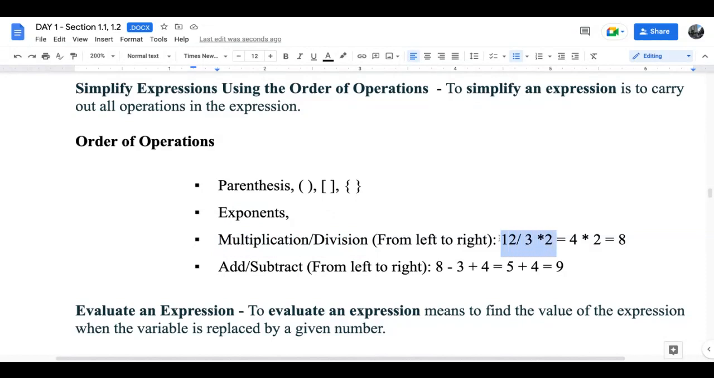Let's see in this case, 12 divided by 3 multiplied by 2. From left to right, you see 3 first. 12 divided by 3 first. So we do 12 divided by 3, that's 4. 4 times 2, that's 8. This doesn't mean multiplication first. No, it means multiplication and division have the same rank. First come, first serve, or from left to right. Add and subtract are the same thing. First come, first serve, from left to right.